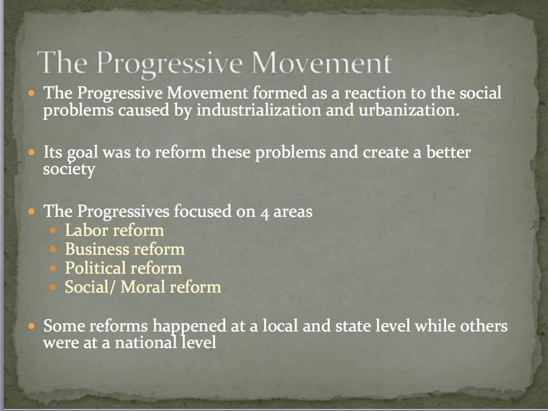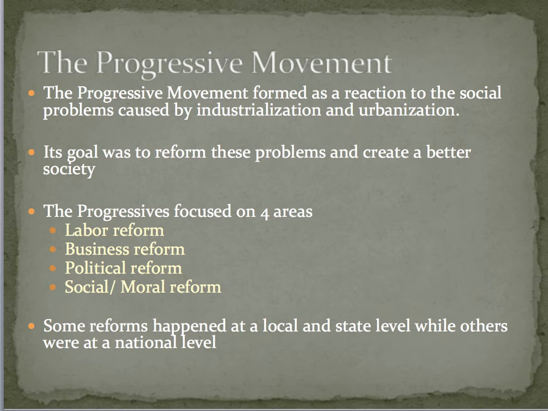So the progressive movement formed as a reaction to the social problems caused by industrialization and urbanization. Those social issues would be things like living conditions, what people's lives were like at the time. That relates obviously to the working conditions and wages, and really just the treatment of the average person. And the goal of the progressive movement was to reform society and address the problems in the four areas listed below.